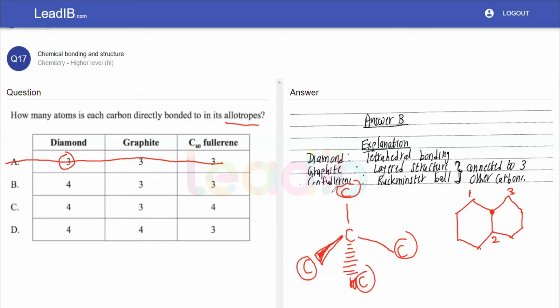And what about the fullerene? Fullerene is like a Buckminster ball. And again, it's very difficult to draw that structure. But again, each carbon is connected to 3 other carbon atoms. So the correct option is 4, 3, 3. So that is B. Simple.